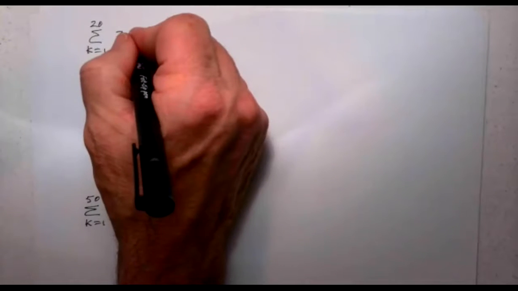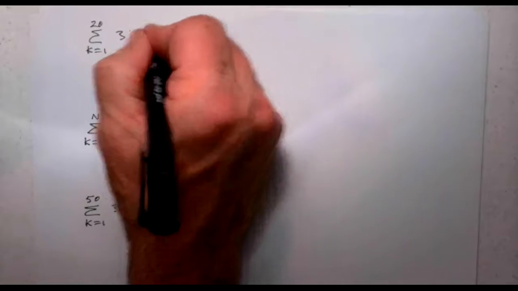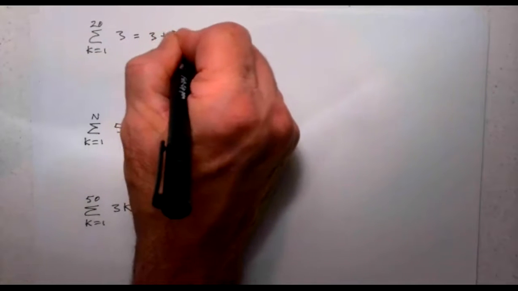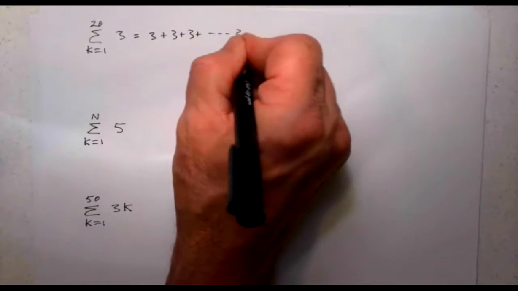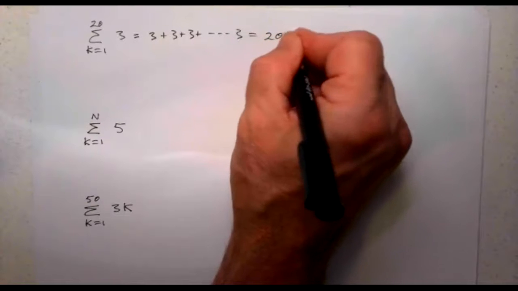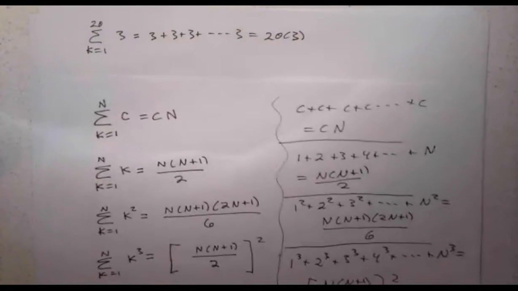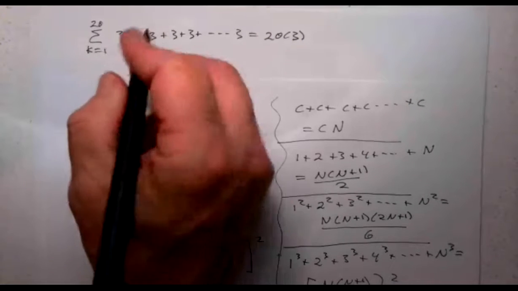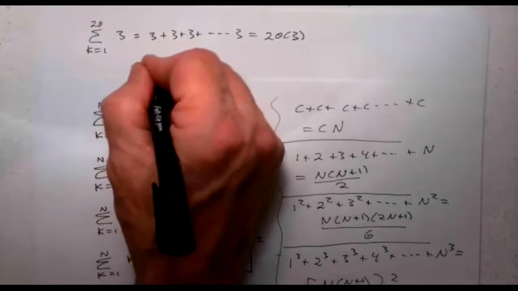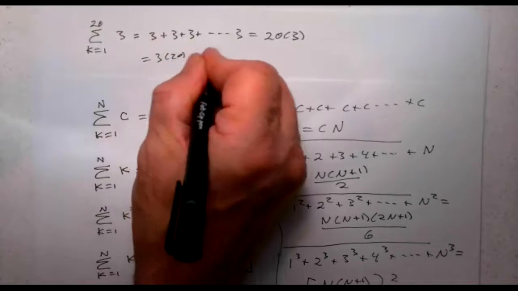so we're going to use some of these to answer the following questions. So the first one I have here is the sum as k goes from 1 to 20 of 3, which is 3 plus 3 plus 3 plus 3, 20 times. So I hope it's obvious that that's 20 times 3. Our rule here is what? Our rule is c times n. Our constant is 3. Our total is 20. So 3 times 20 is 60.